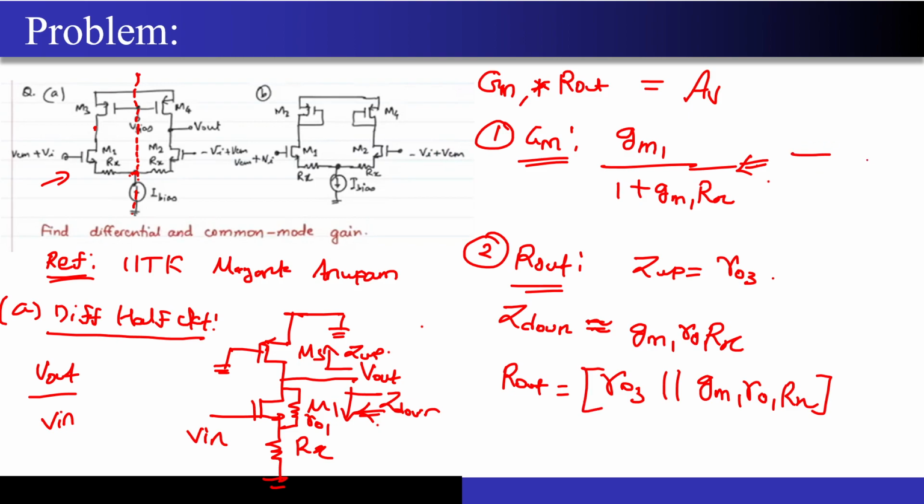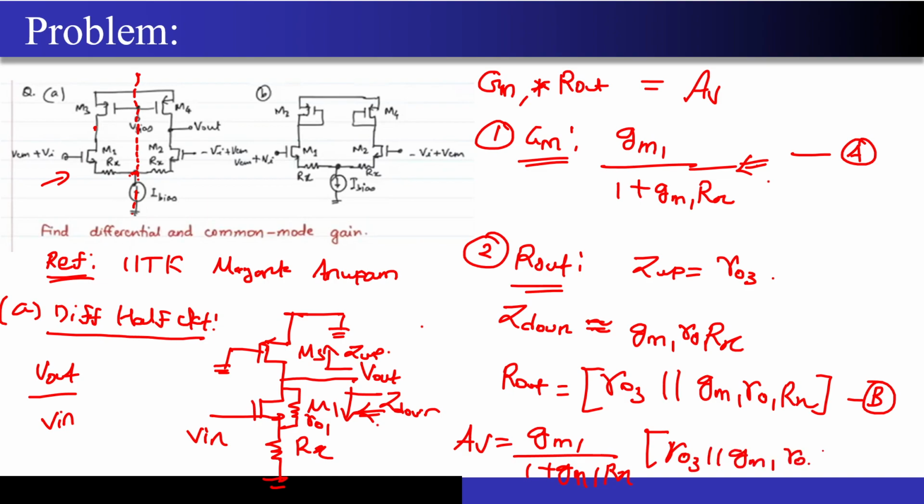So now you have got the GM, correct? In the first part, let's say this is A, let's say this is B. So AV will be nothing but this GM1 upon 1 plus GM1 times Rx into RO3 parallel GM1 RO1 Rx. Correct. So this is the differential gain that we got. Okay, this is the differential gain.